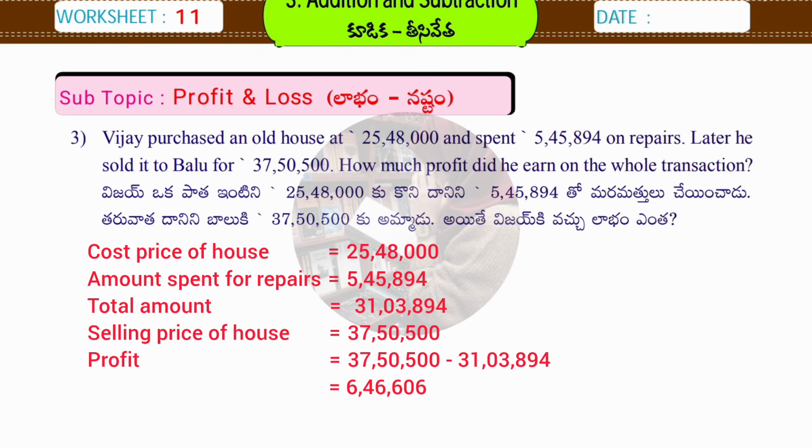Of course, we get a profit. So profit is 37,50,500 minus 31,03,894. So the answer is 6,46,606 profit Vijay got. Understood, guys? This is the sum. Okay, I hope you are understanding the class well. Please write it down carefully, and at the same time you have to maintain your handwriting very neatly. Okay, so guys, now we'll move to the next question, that is question number 4.